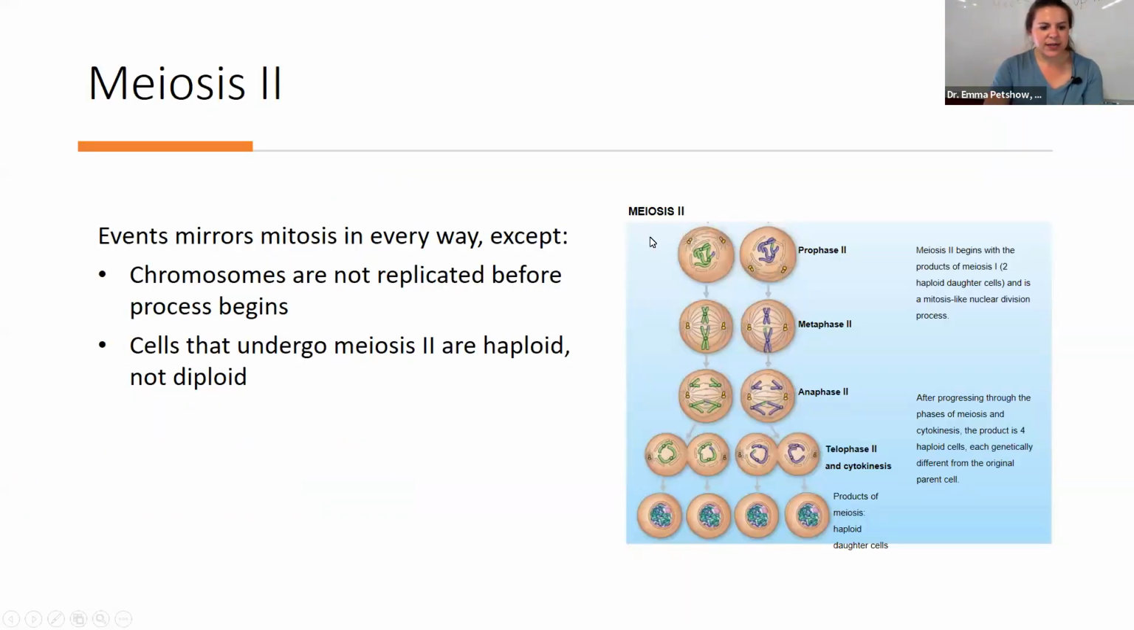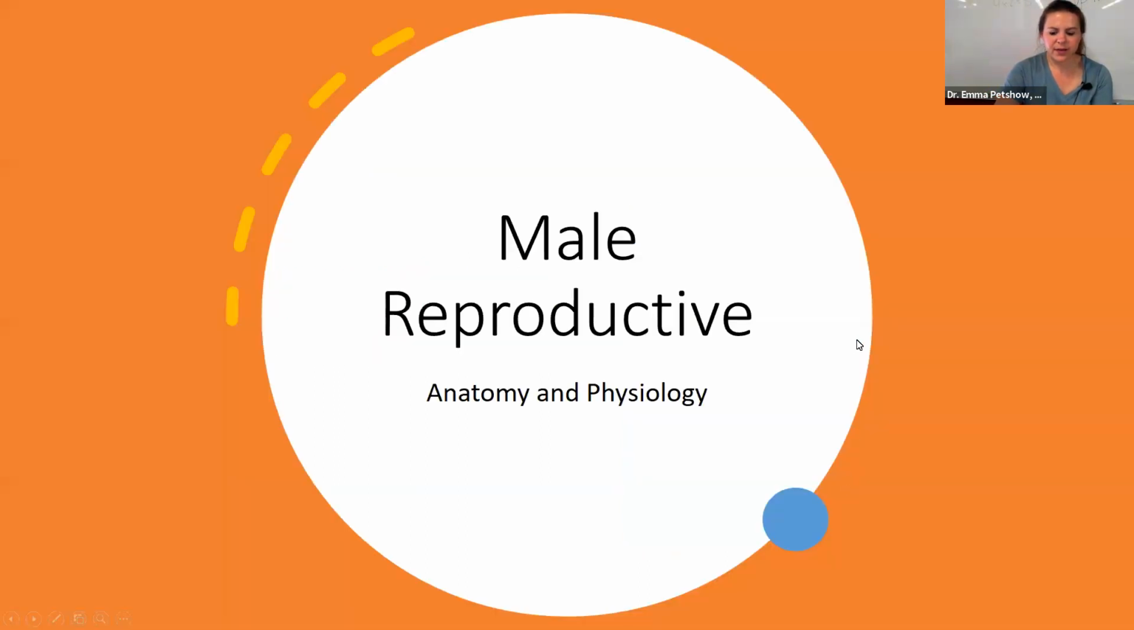Meiosis 2 looks pretty much like mitosis, except there's no replication at the beginning, and the cells at the beginning are haploid. So meiosis 2, you could say, is pretty much like mitosis. It has a prophase, a metaphase, an anaphase, and a telophase and cytokinesis. Okay. That's meiosis. That's our overview of that.